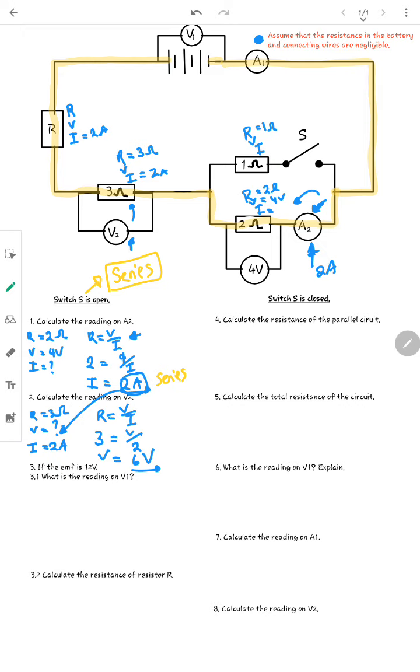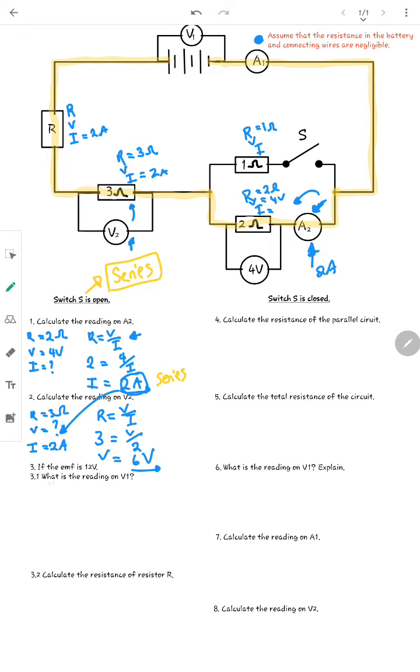Please don't just write 6. You need to put the SI units. In some cases, without the SI units, the value itself is null and void.